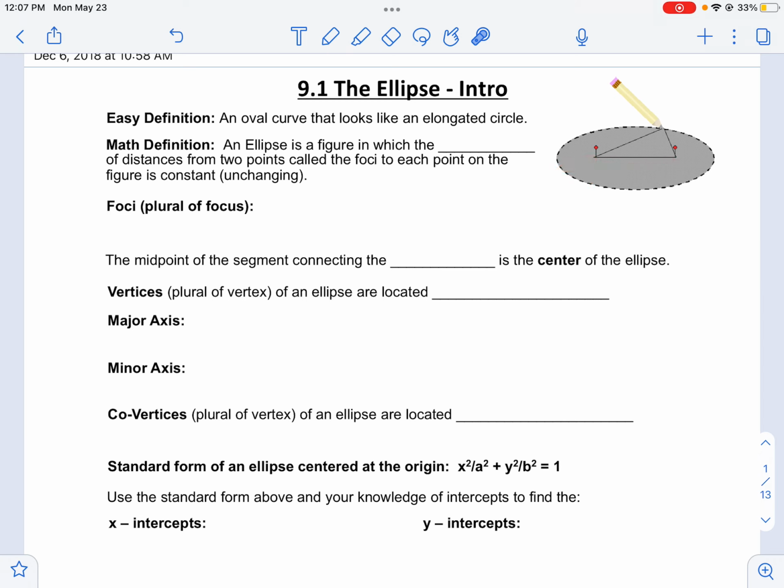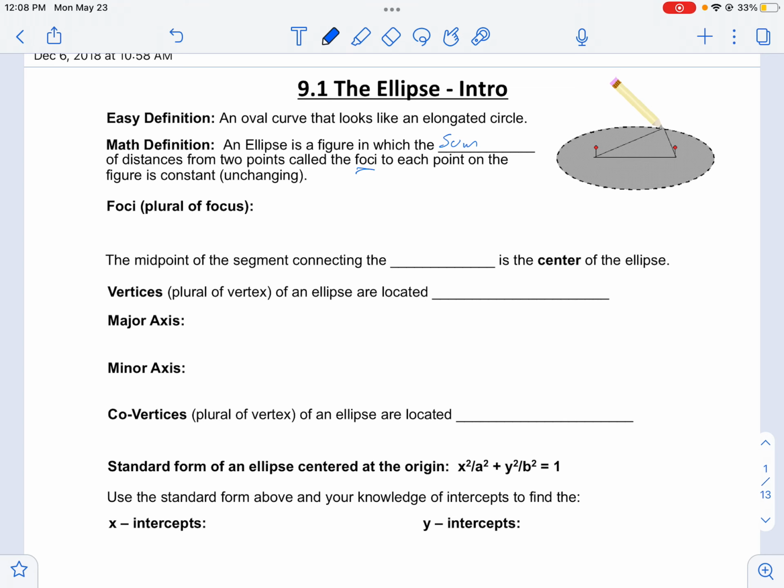So the math definition of an ellipse is a figure in which the sum of the distances from 2 points called the foci to each point on the figure is constant. Instead of a circle being equidistant to a center, now the sum of the distances, one distance here and another here, has to always be the same.